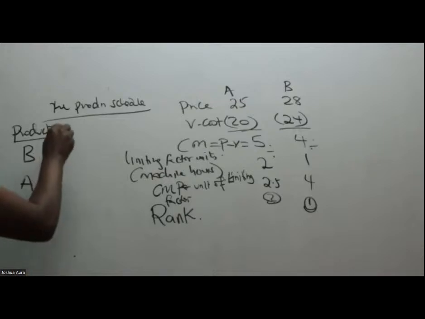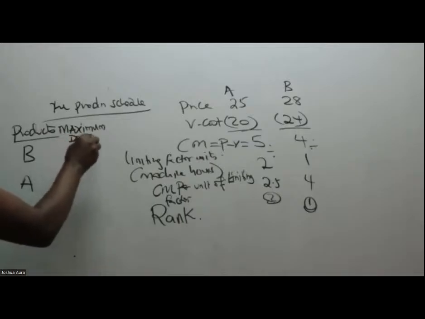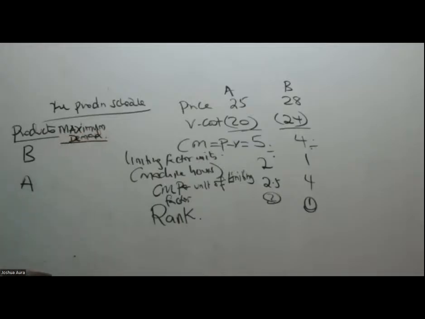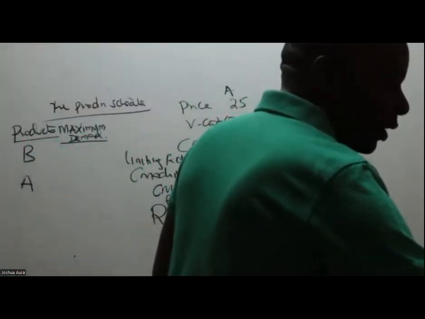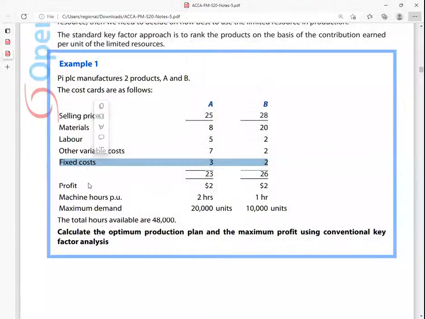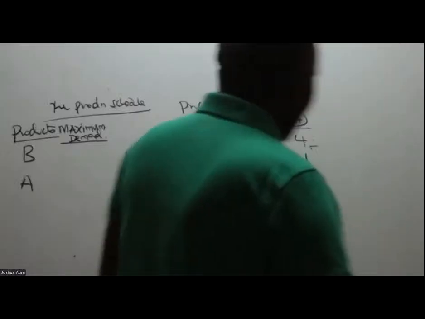So give us the maximum demand. They have given us the maximum demanded units in the question. For B, which we ranked first, it is 10,000, and for A it is 20,000.